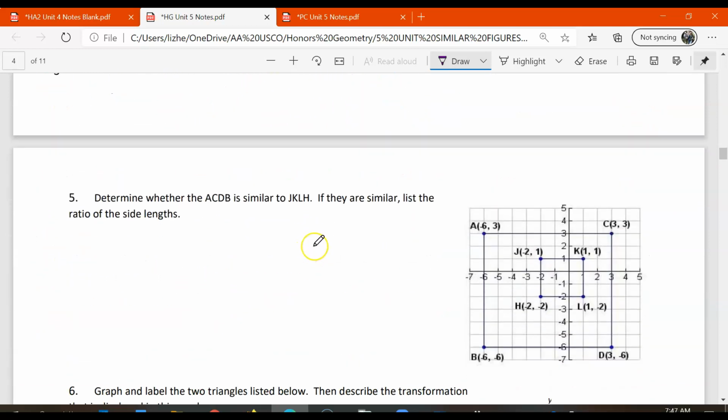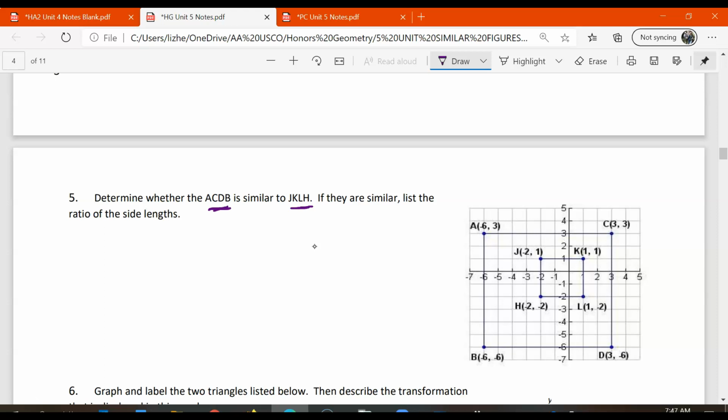All right, moving on. Question 5. Determine whether ABCD, careful there with the order, is similar to JKLH. So that order tells you what has to go together. If they are similar, list the ratio of the side lengths.